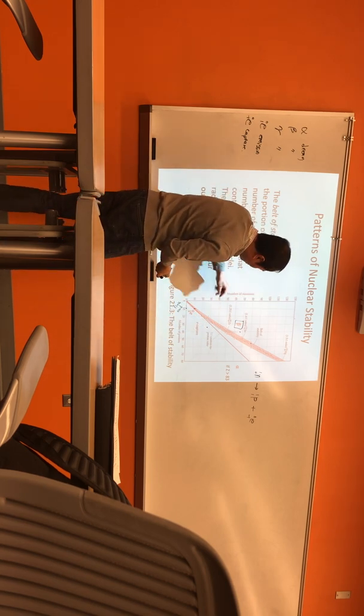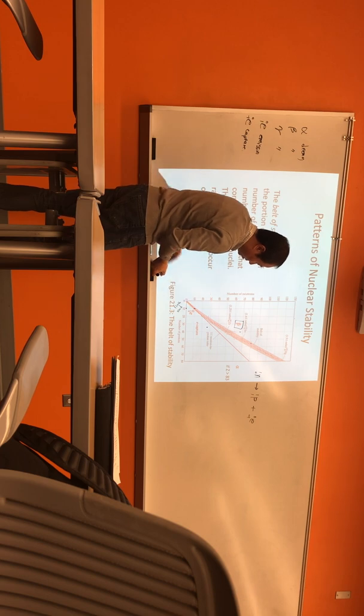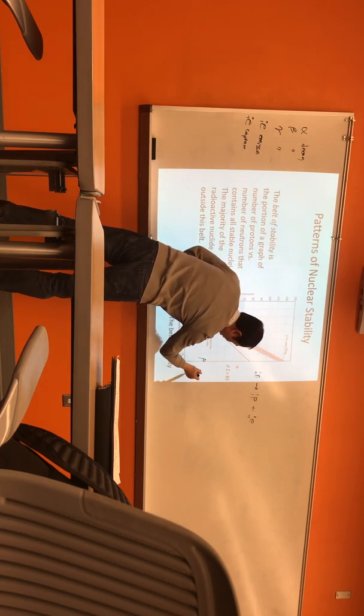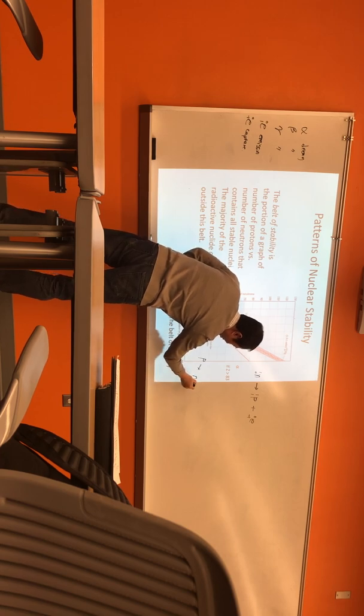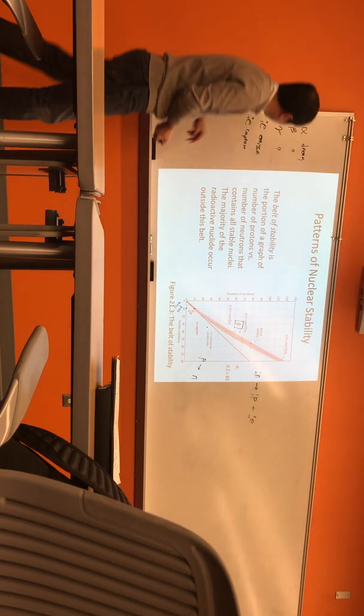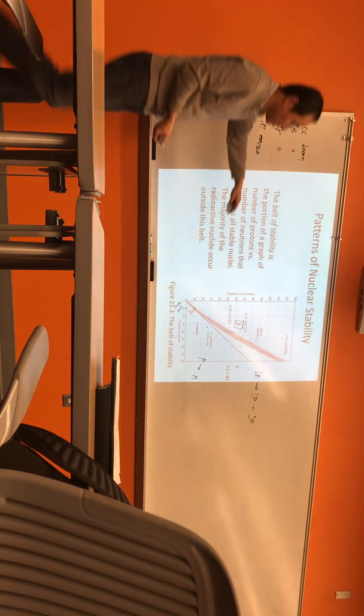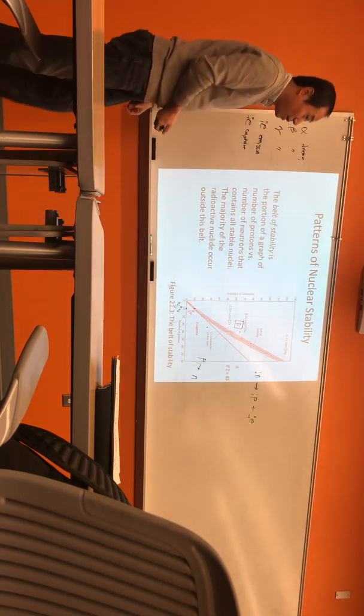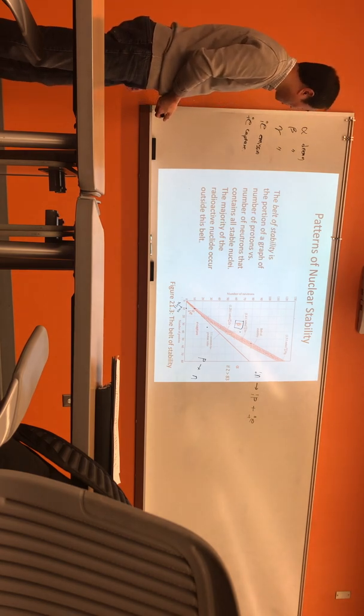What if your isotope is below the belt? That means you have too few neutrons. You have too many protons, so the reaction should convert a proton to a neutron. Which reaction will make this possible? Electron capture? Yeah, electron capture.